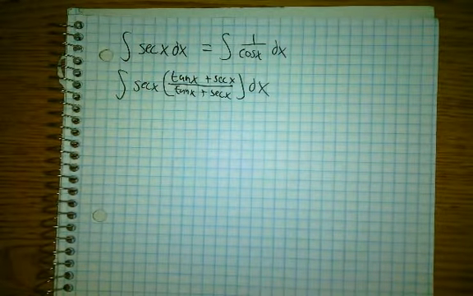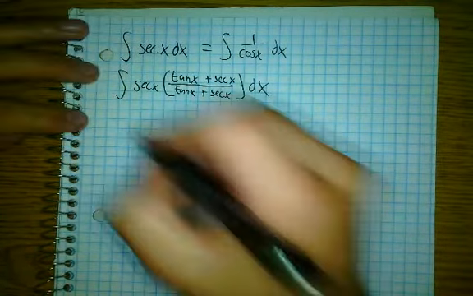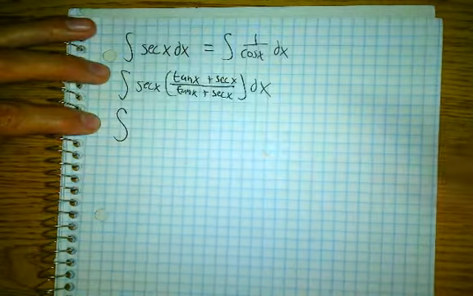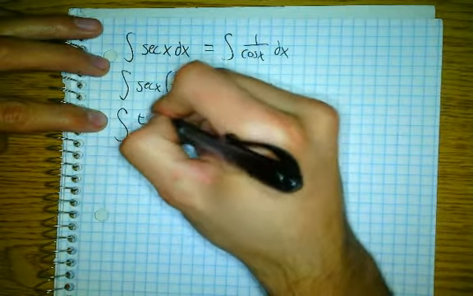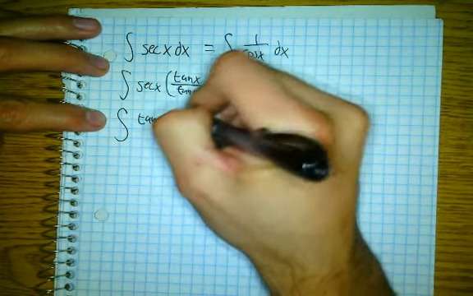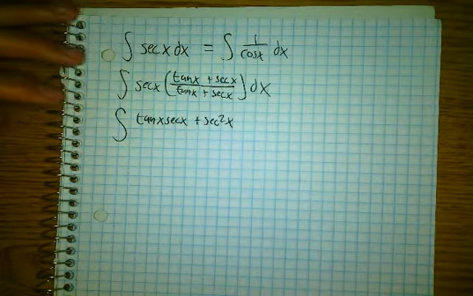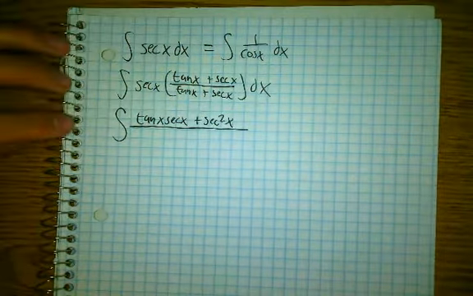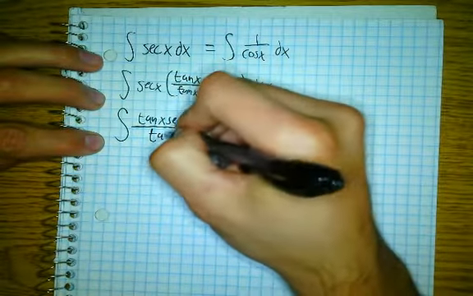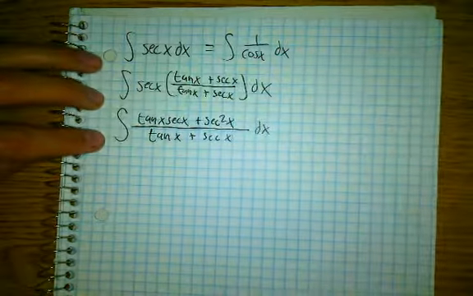Is that a form of 1? Am I multiplying by 1? Okay. Now check out what happens. If I multiply those two together, what happens to the numerator? Tangent x, secant x, plus secant squared x. Does anyone recognize both of those? Fantastic. And what's on the denominator? Tangent x plus secant x dx.